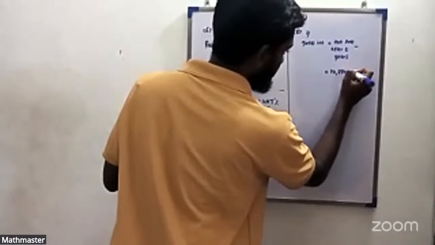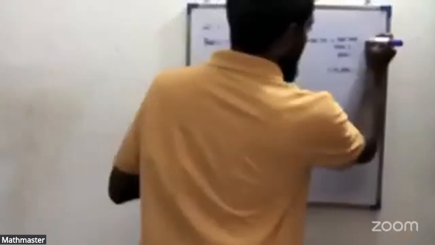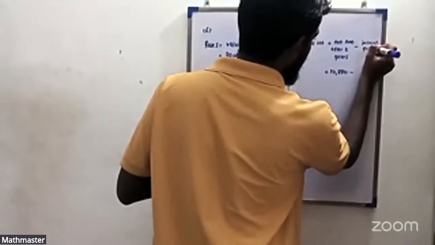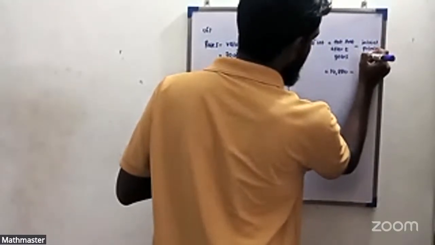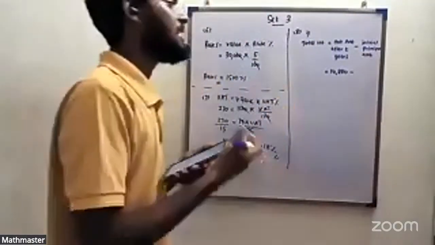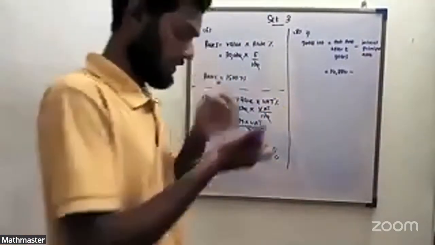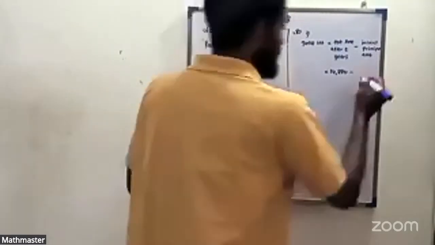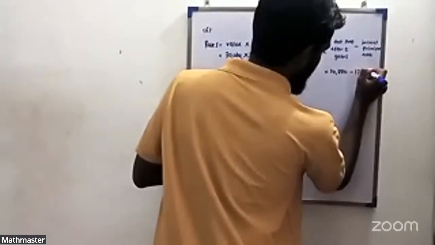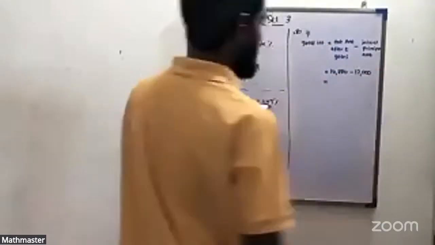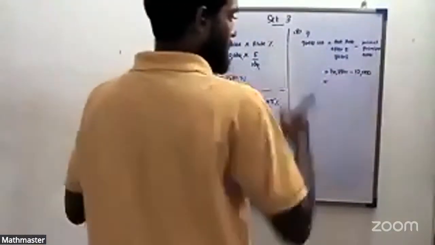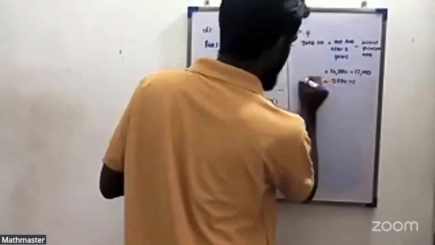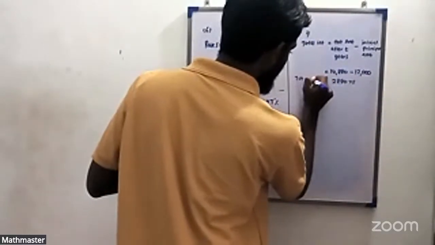14,880 minus the initial principal amount. What is the initial principal amount he has borrowed? That is 12,000, right? A person who takes a loan of 12,000. So we have to subtract that from 14,880. When you subtract this, you get the answer as 2,880 rupees. This is the total interest that he had paid.